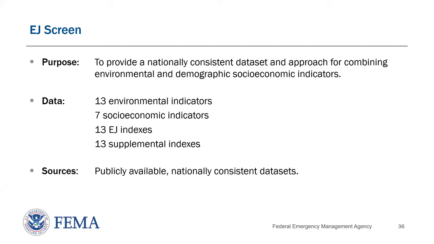EJ screen simply provides a way to display this information and includes a method for combining environmental and demographic indicators into EJ indices. EJ screen includes 13 environmental indicators, 7 socioeconomic indicators, 13 EJ indexes, and 13 supplemental indices. Next slide.